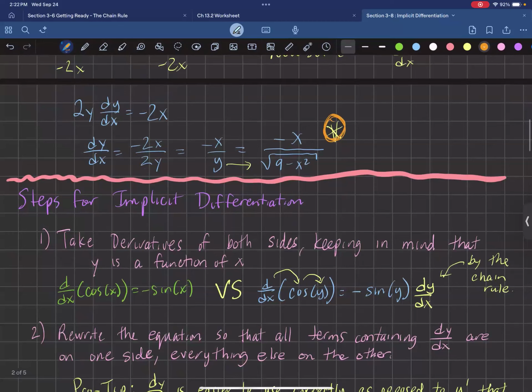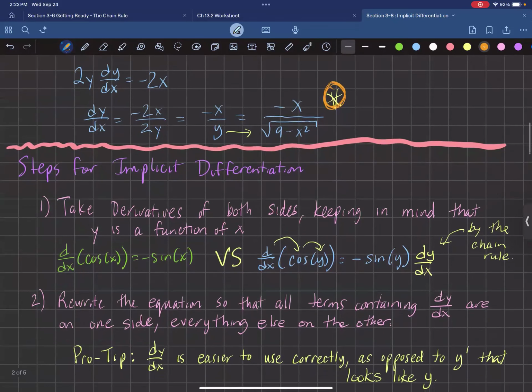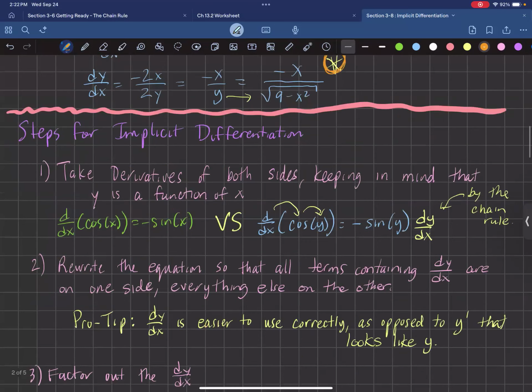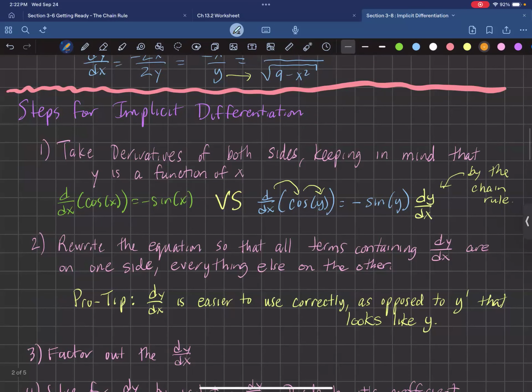Then we rewrite the equation so that all the terms containing dy/dx are on one side and everything else is on the other side. A pro tip for this: y prime looks a lot like y, so don't use it. Use dy/dx for implicit differentiation. Don't use y prime. You will confuse yourself. I promise you will. You may not do it every time, but you will do it. Then we factor out the dy/dx.